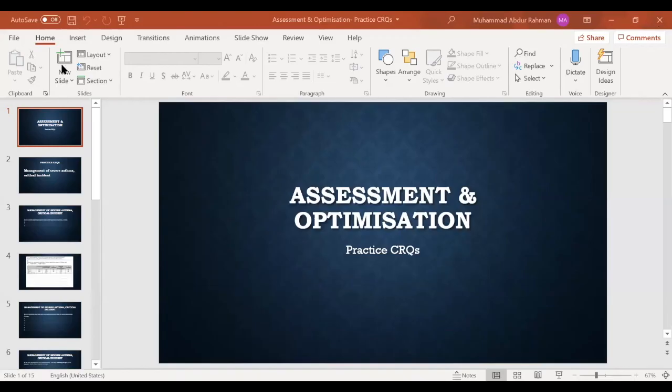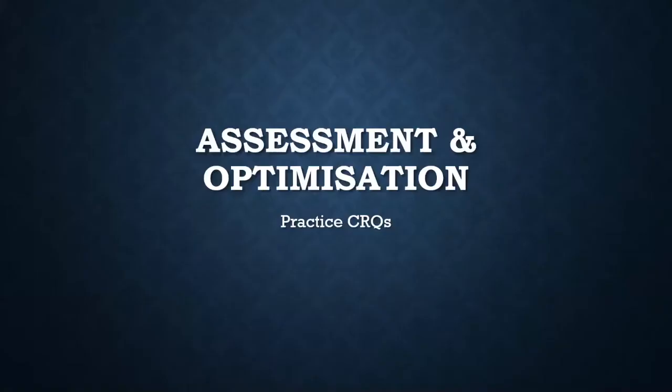Can you see the slides now? Assessment and optimization practice CRQs. Yes, we can. Great. So I'll just very quickly go through this. As I said, these will be shared freely in the Facebook group. So you will have a chance to look at this properly. The MD and FCPS finalists, I mean, you don't have to be a finalist student, you just have to be a student to answer this. Any practicing anesthetist can also answer if they fancy. So anyone can answer basically, but the target population is final students.